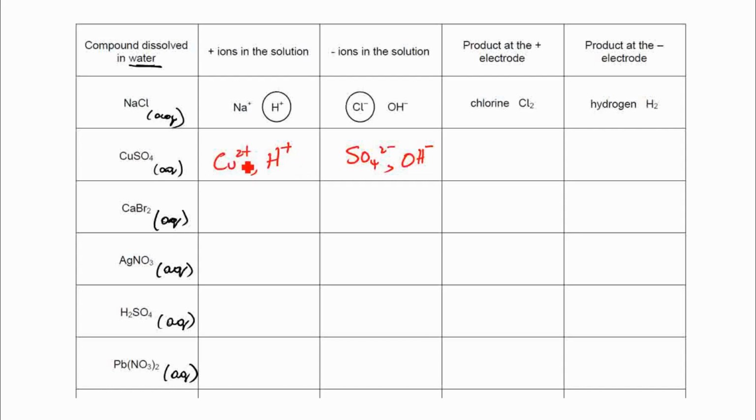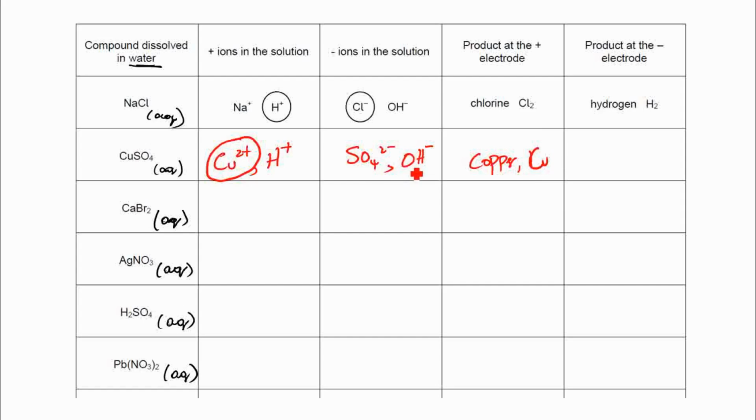Remember your reactivity series. If you don't know the reactivity series, go and check my video on chapter 5. So hydrogen is more reactive than copper. We always choose the less reactive. Therefore, copper is going to be formed. Copper is going to be formed.